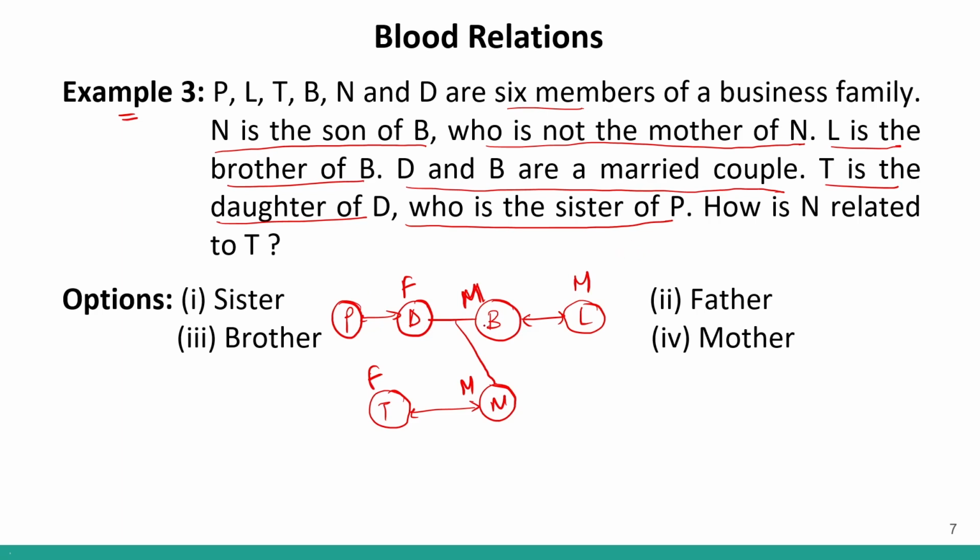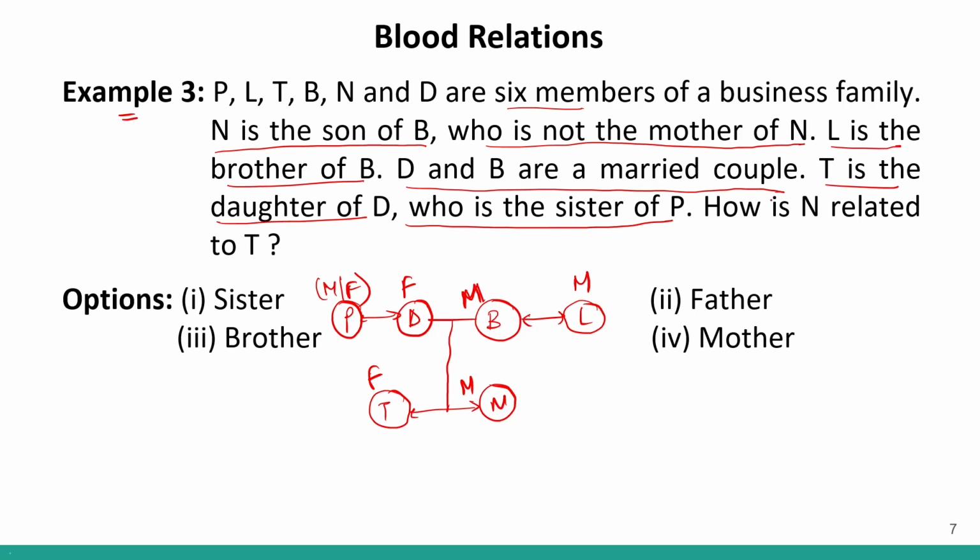D and B are spouses. They have 2 children, T and N. I can draw it like this. B has a brother, L, and D has a sibling, P. But P's gender is not known, so P can be male or female. This is the chart.